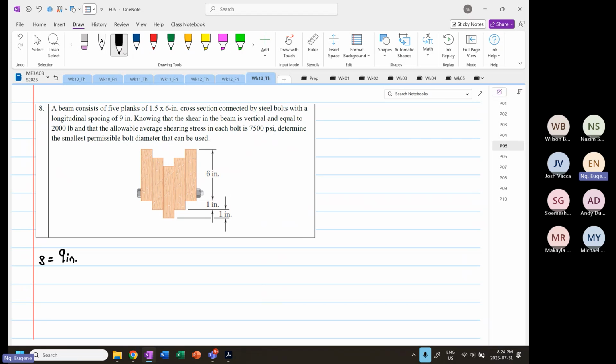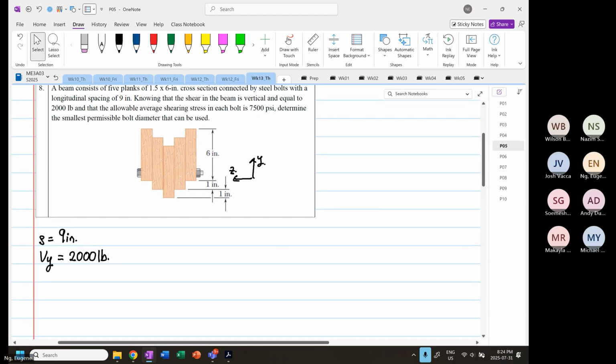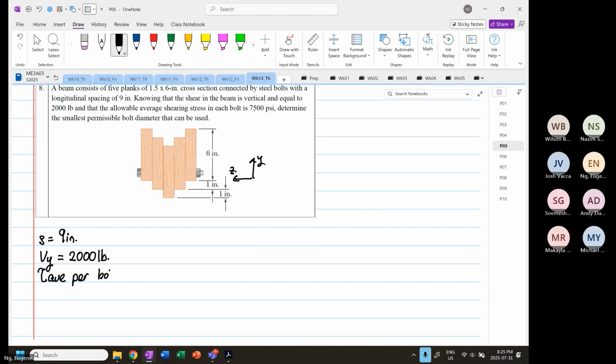And then we know that, so I'm going to call this my Y. This is my Z. So given that the Vy is equal to 2,000 pounds, and the average stress per bolt, we are given that the average stress per bolt is 7,500 psi.